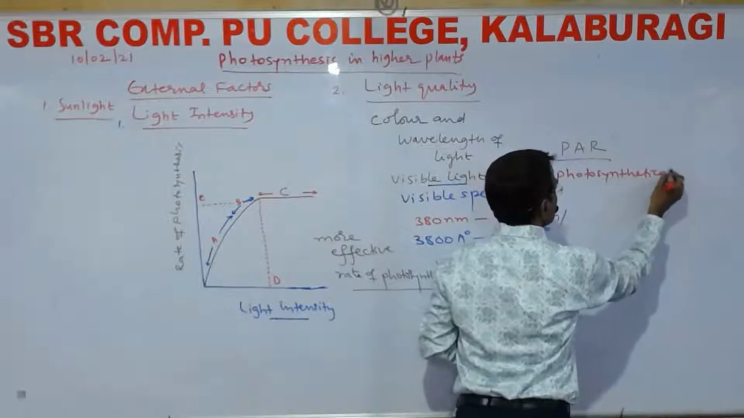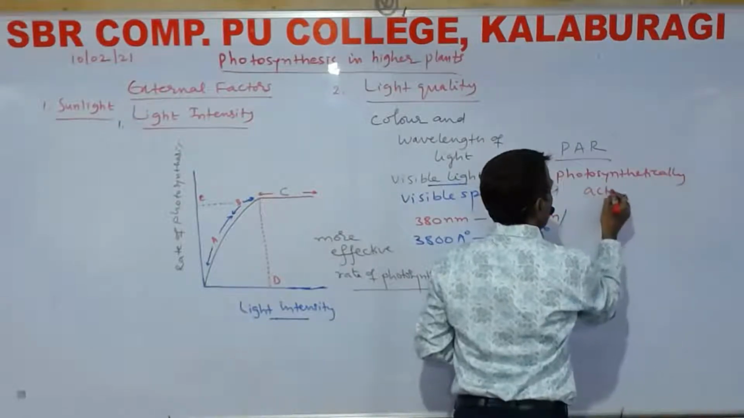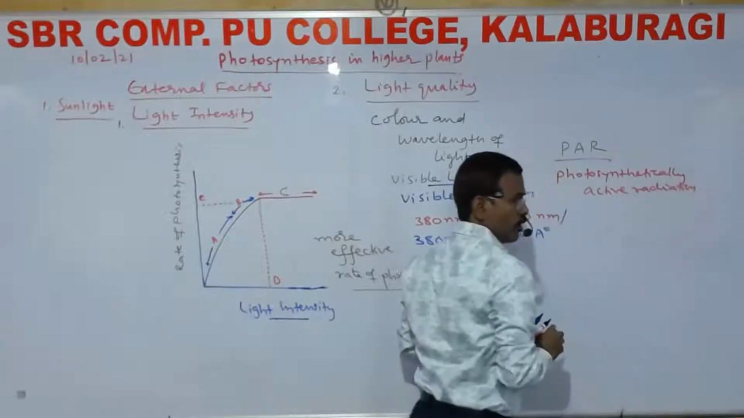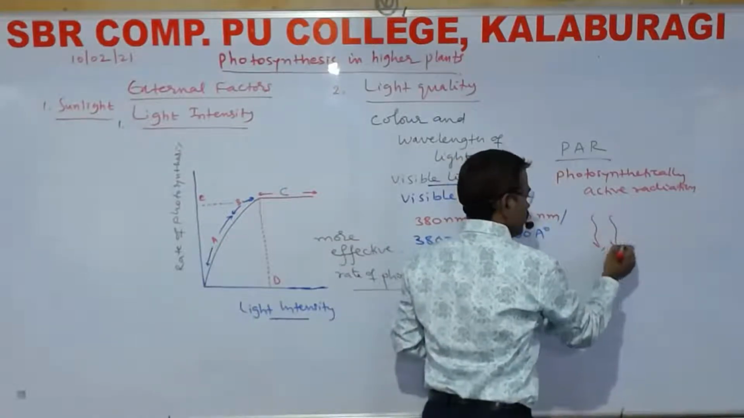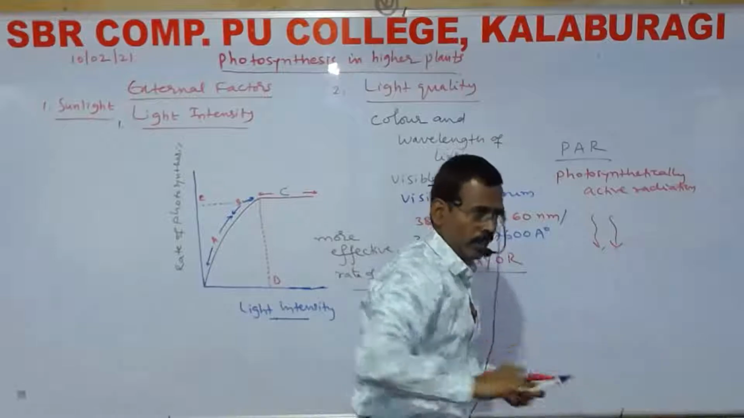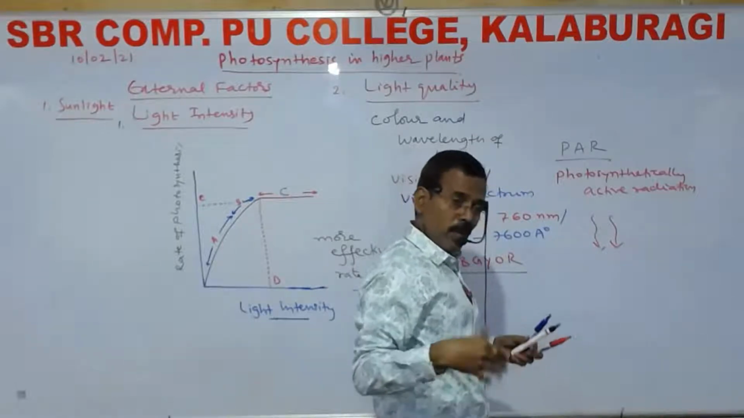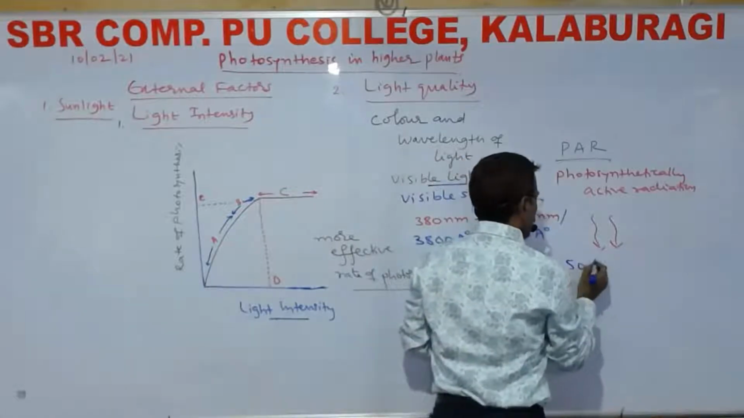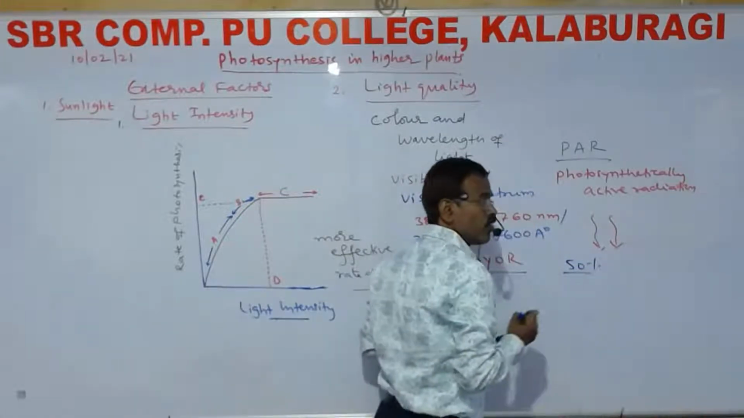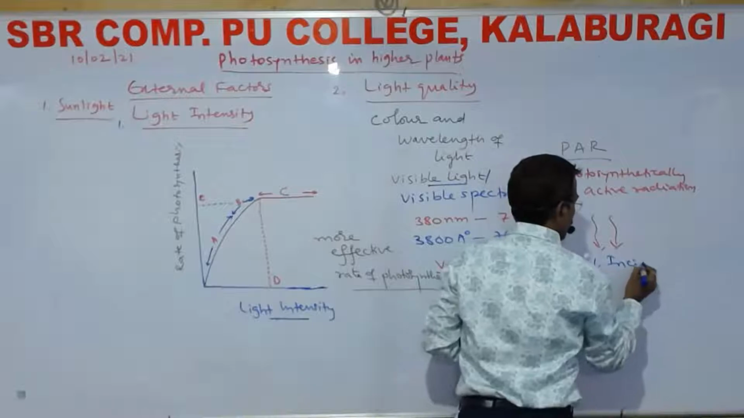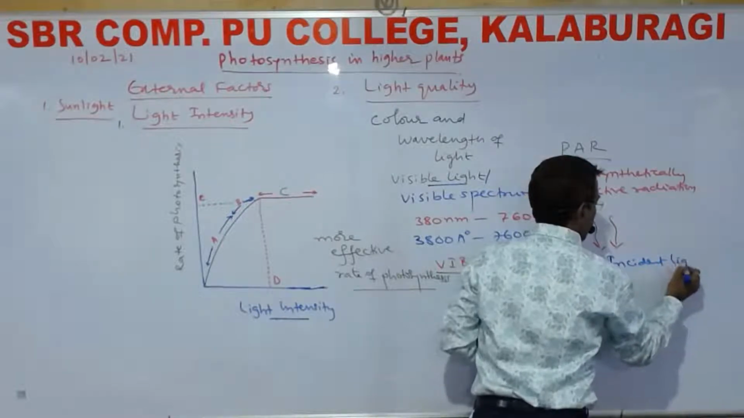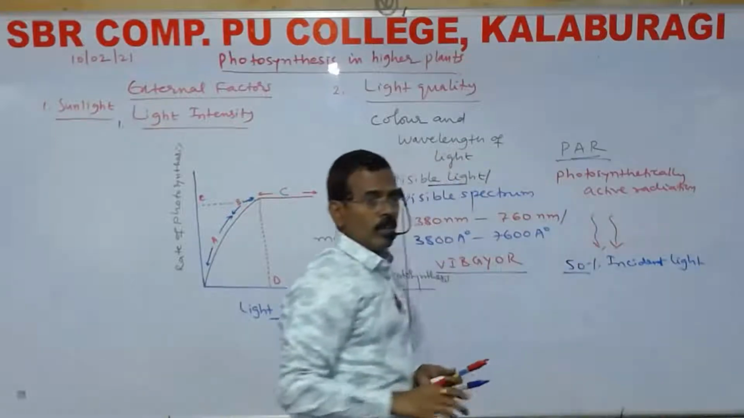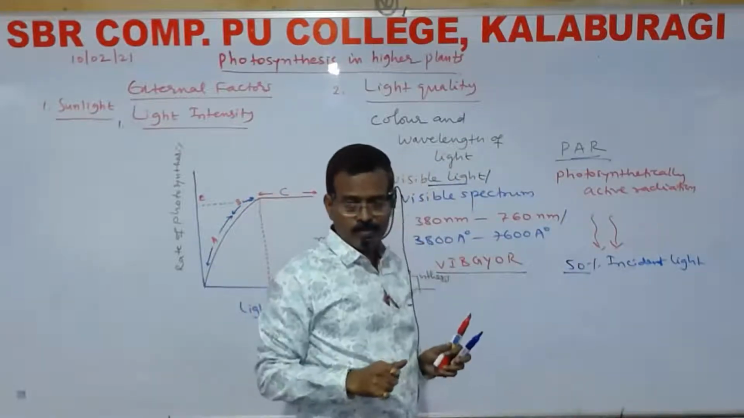Photosynthetically active radiation. The incident light which falls on the earth, which can be used for photosynthesis, constitutes around 50% of the incident light. 50% of the incident light can be PAR. It is reaching the earth's surface.